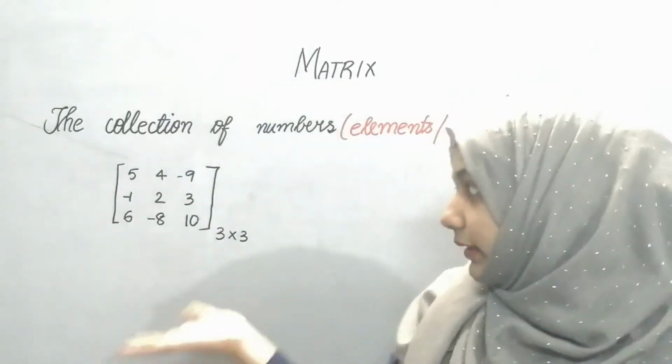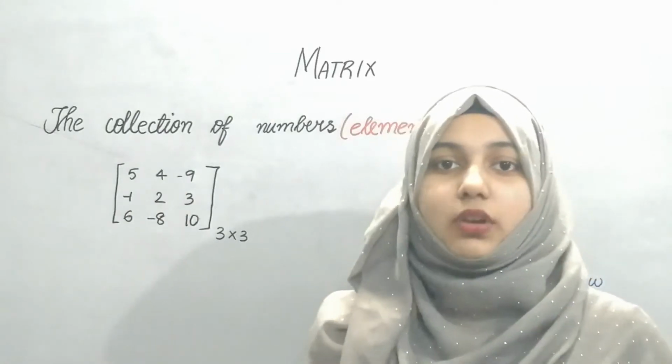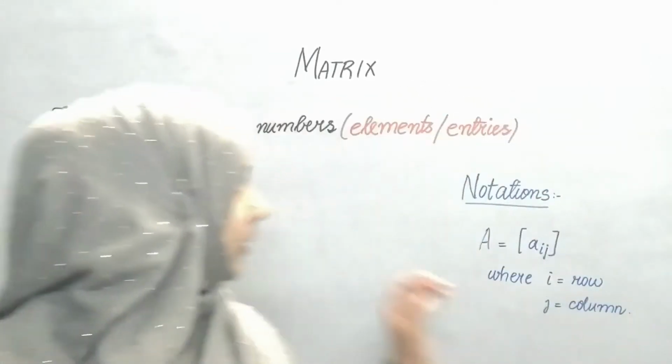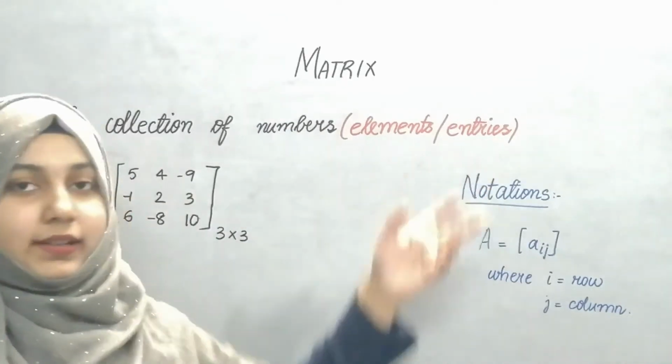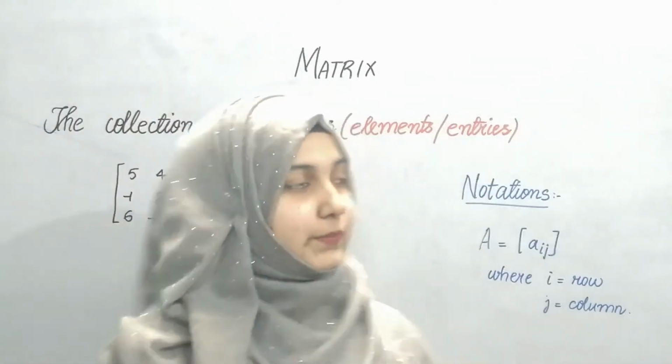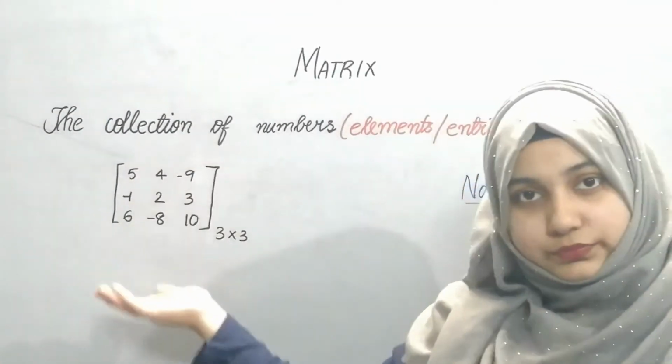What will we call the numbers in this form? We can also call them elements. We can also call them entries. Okay? We can call them elements. These numbers we can call them elements or entries, either way. Okay. So this is a matrix. We all know. Okay?